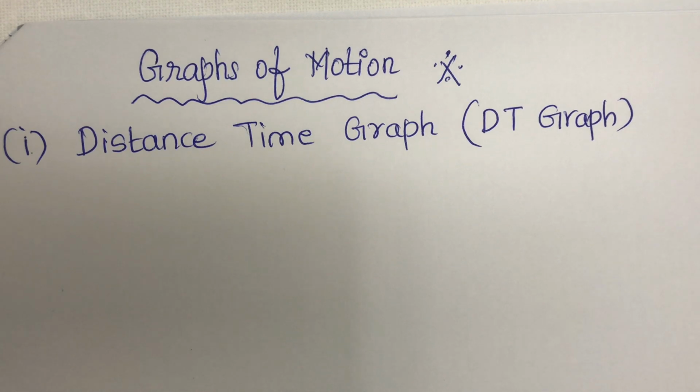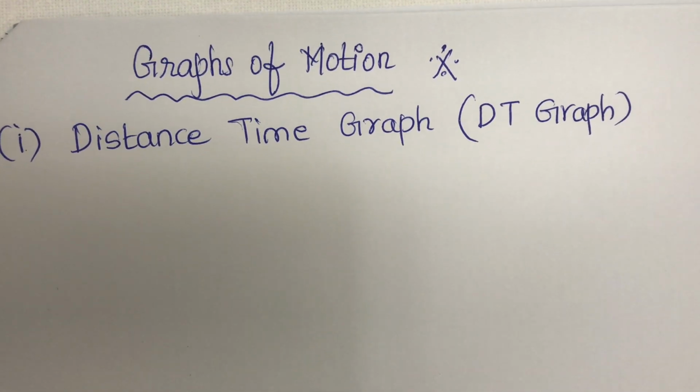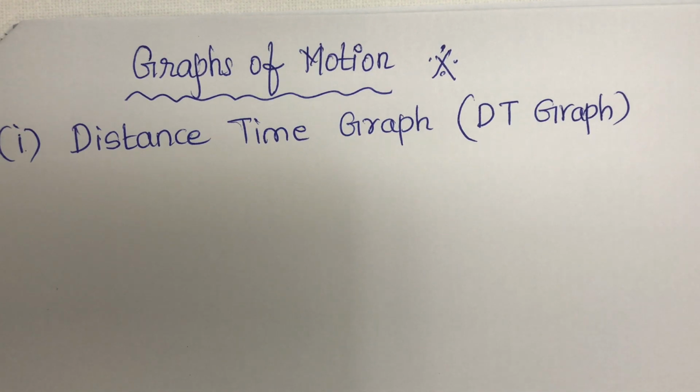Okay, so let's get started with this topic. So this is graphs of motion. You know what a graph is, right? For representing any physical quantity, any two physical quantities we can represent using a graph. We have seen certain graphs in your maths subject. In physics also you have certain graphs, especially in motion.